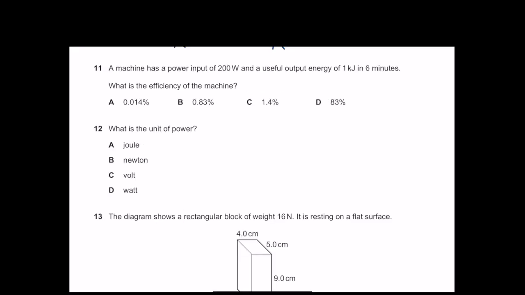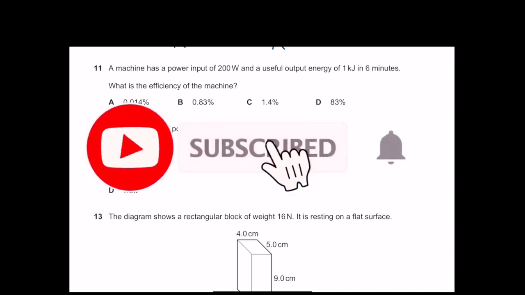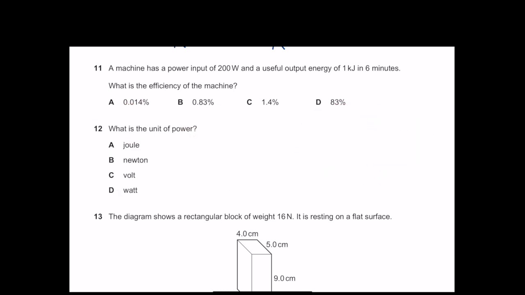In question 11, a machine has a power input of 200 watts and a useful output energy of 1 kilojoule in 6 minutes. So what's the efficiency of the machine? The law of efficiency equals power out divided by power in, times 100. So I'm going to use this. Since the efficiency equals the power out, it could be the energy divided by time.